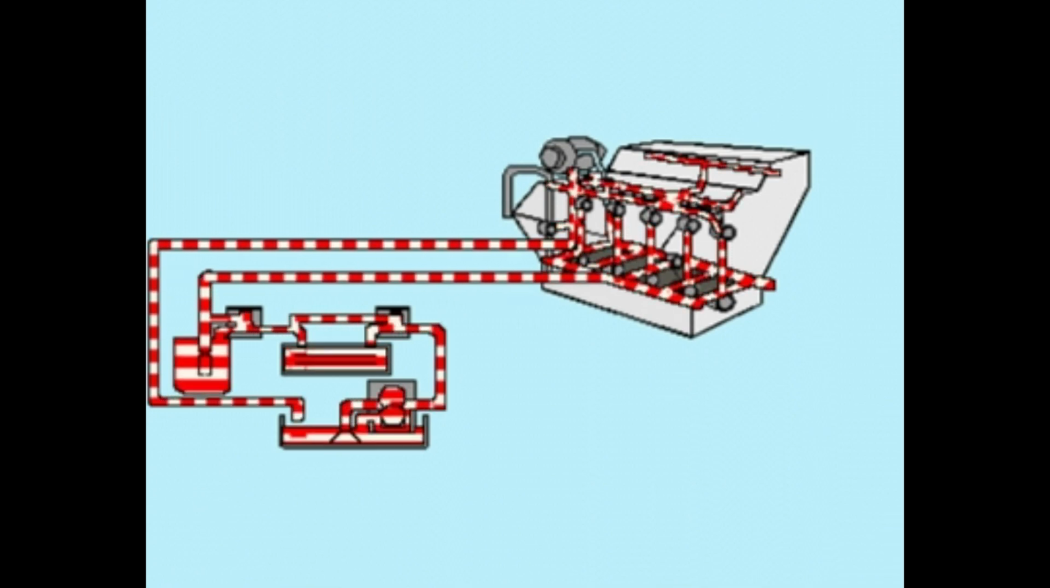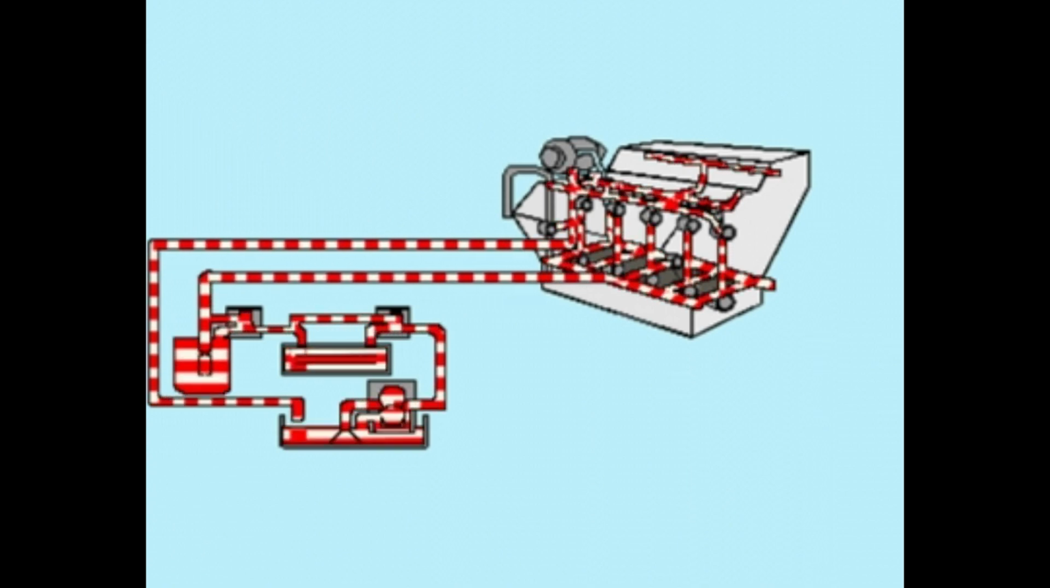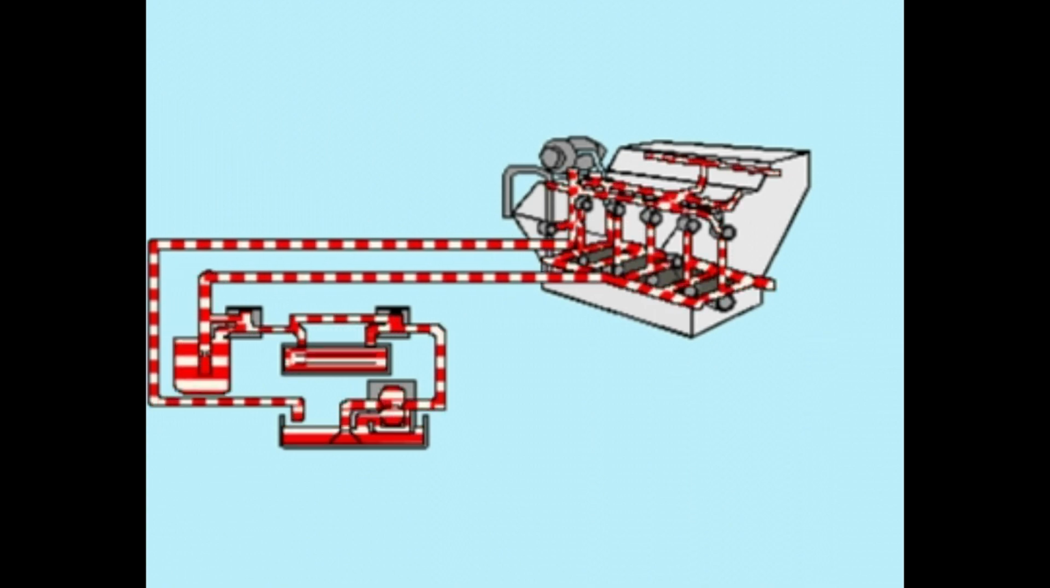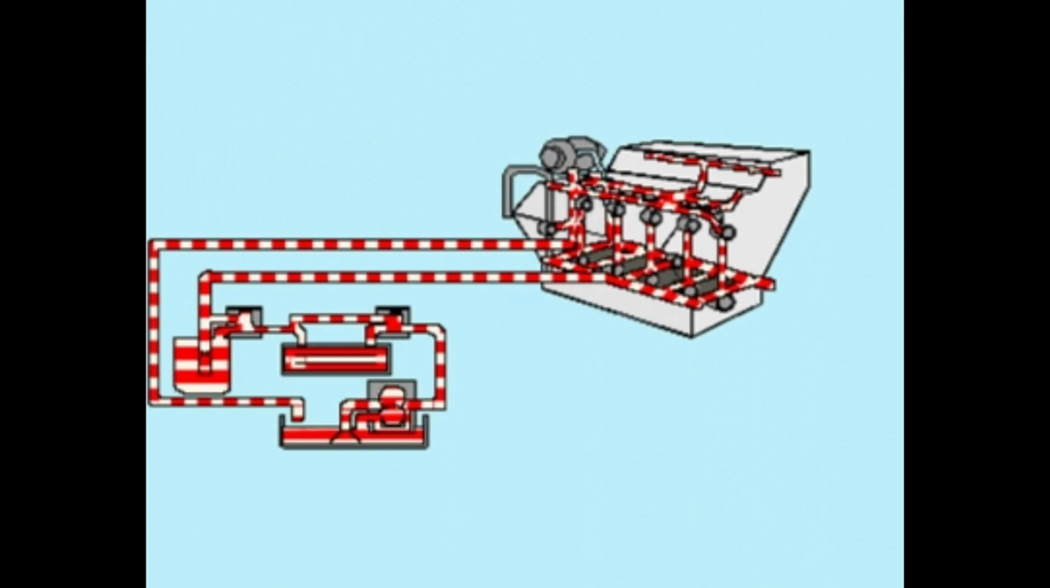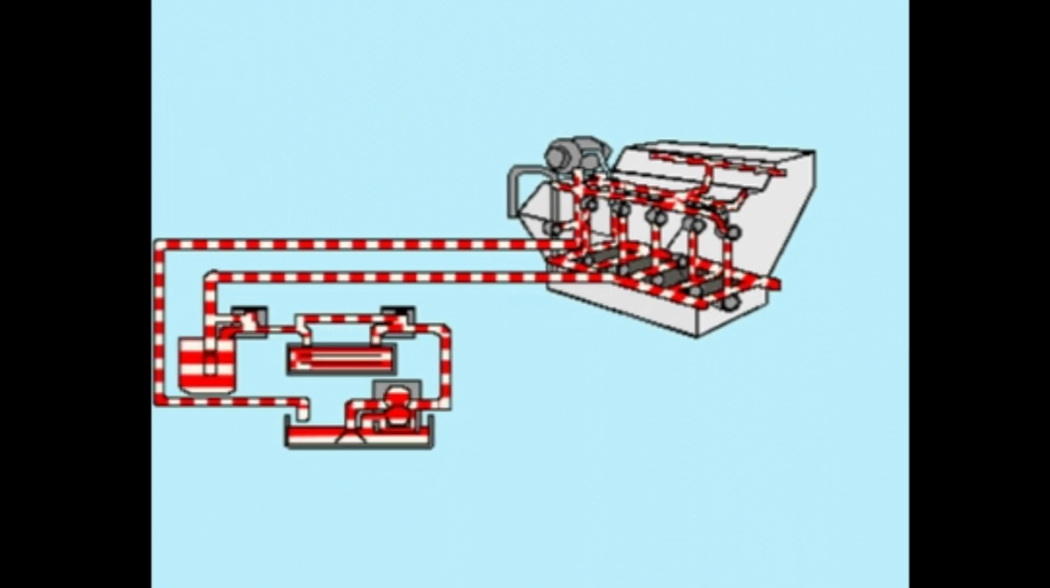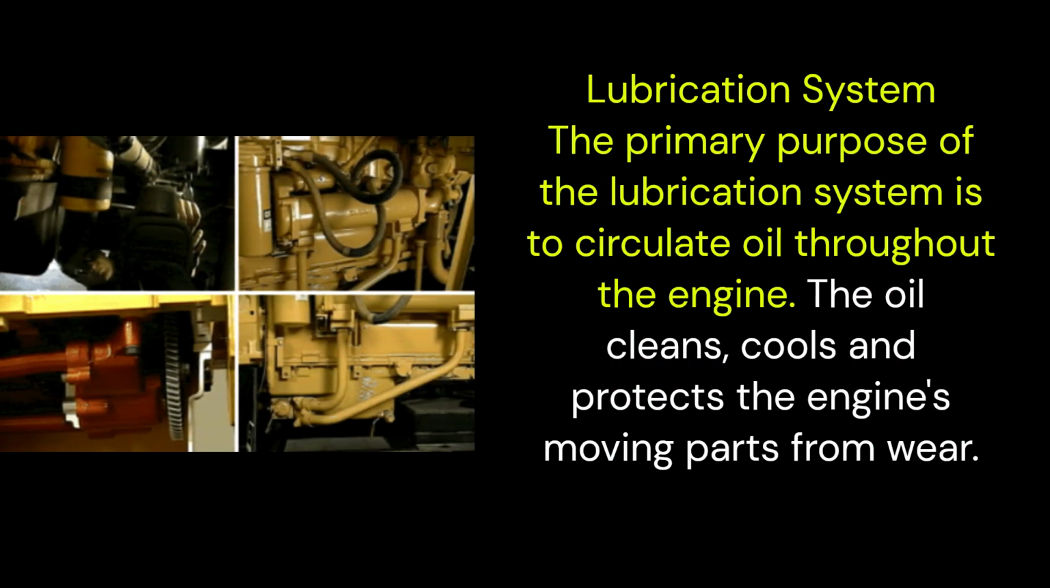After completing this topic, you will understand the purpose of a lubrication system and be able to identify system components and their function. You will understand the key properties of engine oil and the flow of oil through the lubrication system. Lubrication system. The primary purpose of the lubrication system is to circulate oil throughout the engine. The oil cleans, cools, and protects the engine's moving parts from wear.